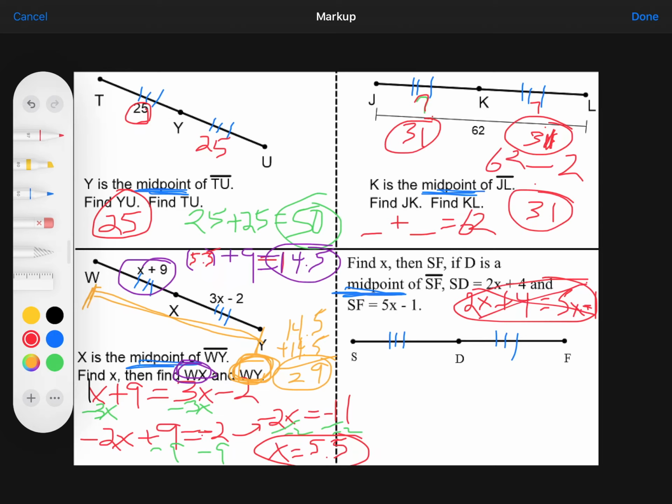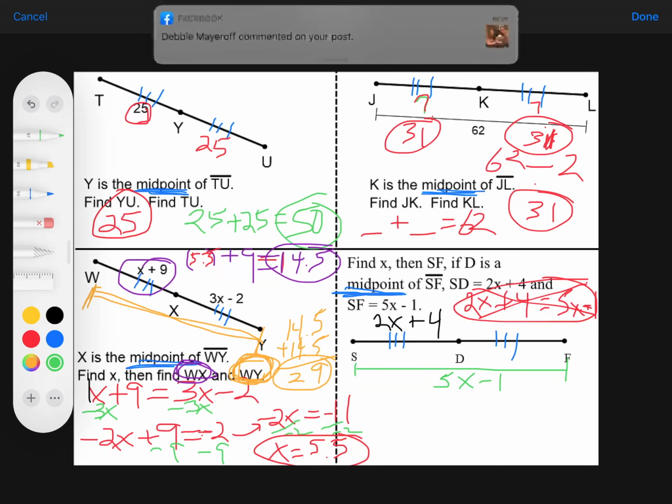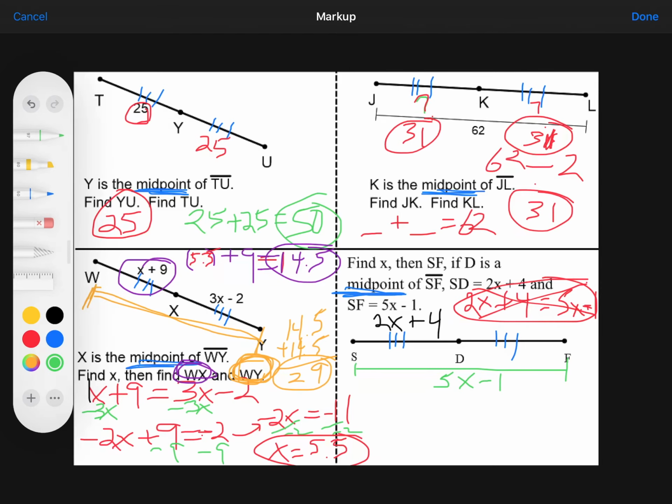Let's talk about Y and label our picture. SD is 2x plus 4, so I'll put it between letters S and D. Careful, SF is 5x minus 1. What can we do here? We can't set them equal. They're not equal things. So what do we do?